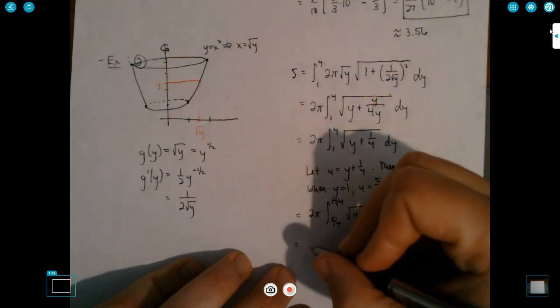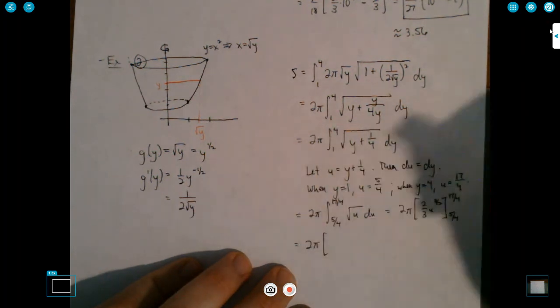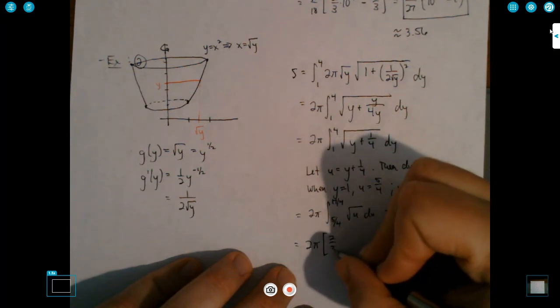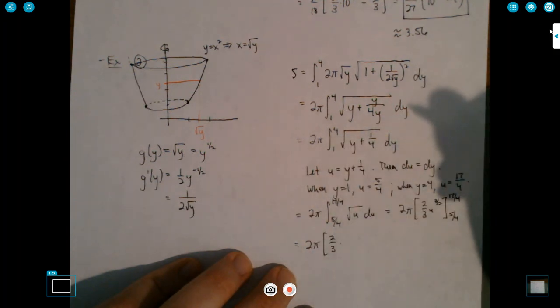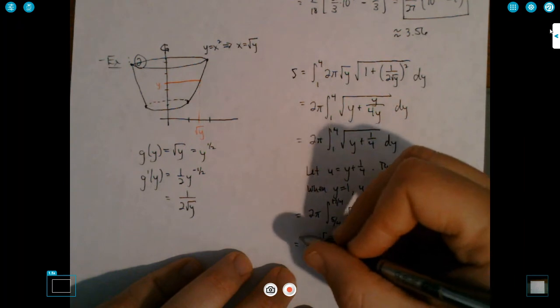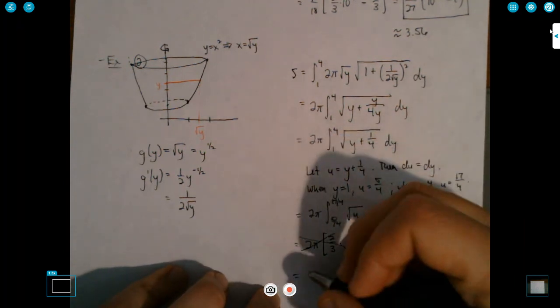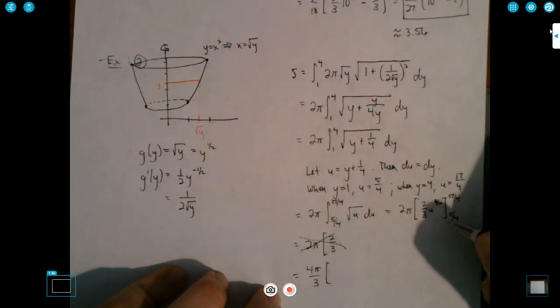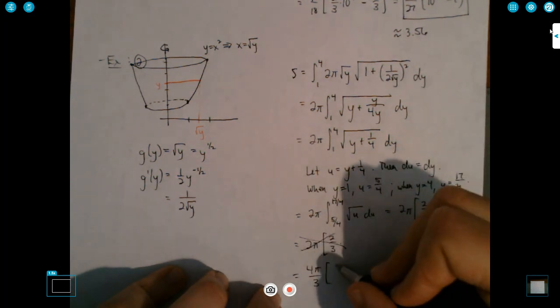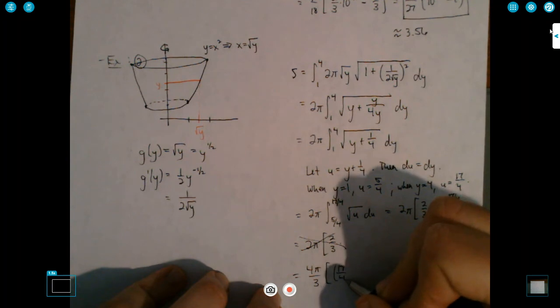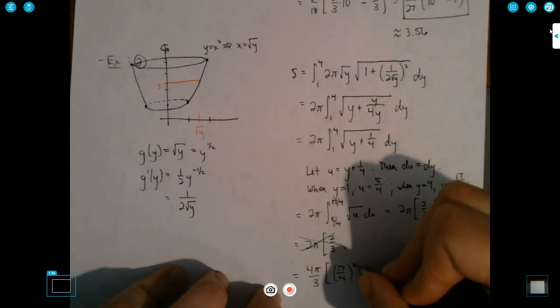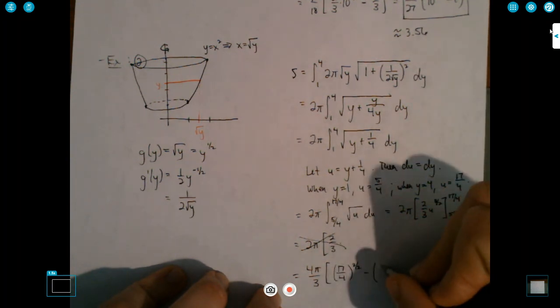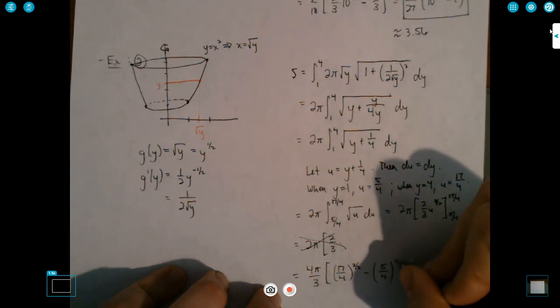So we're going to have 2 pi times 2/3. I guess I could take out the 2/3 though, couldn't I? So let's take out the 2/3. That's 4 pi over 3 times, and then you're just going to have 17/4 to the 3/2 minus 5/4 to the 3/2.